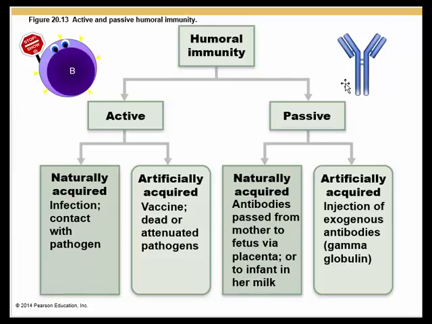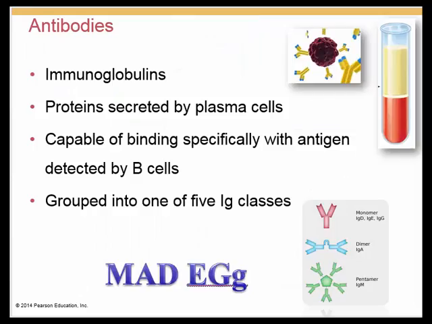The other arm is the passive, where you're just receiving antibody. Naturally from mom to fetus through the placenta, or from mom to baby through the milk. Passive you can also get artificially, with injections of antibodies that would be created in labs. So those are your actives and your passives. Let's talk a little bit more about antibodies themselves.